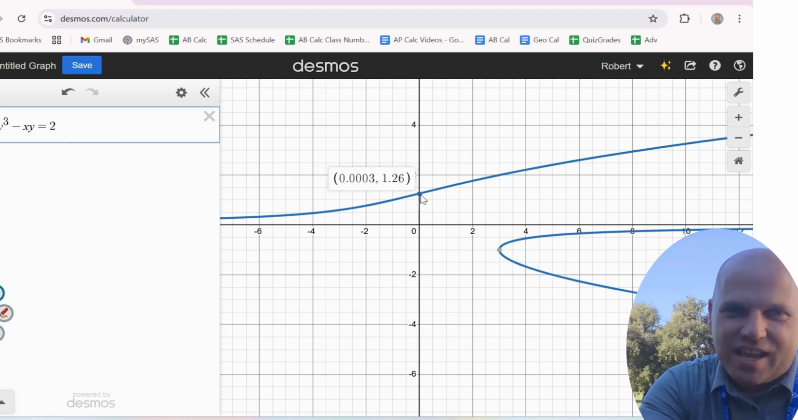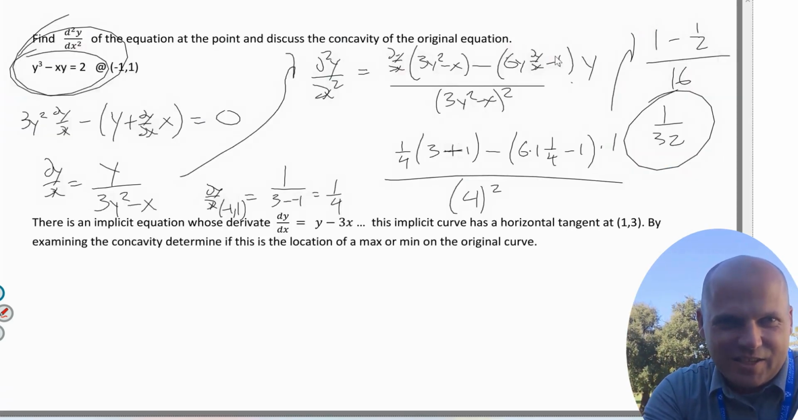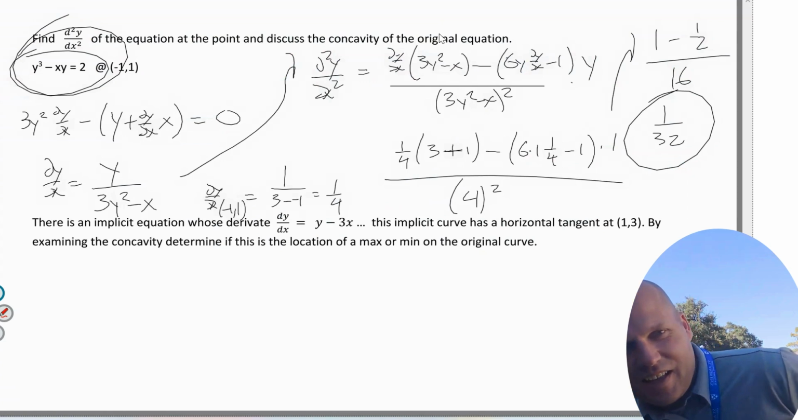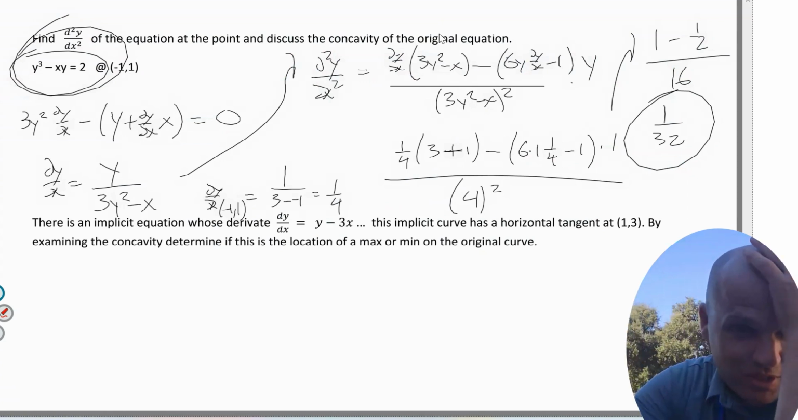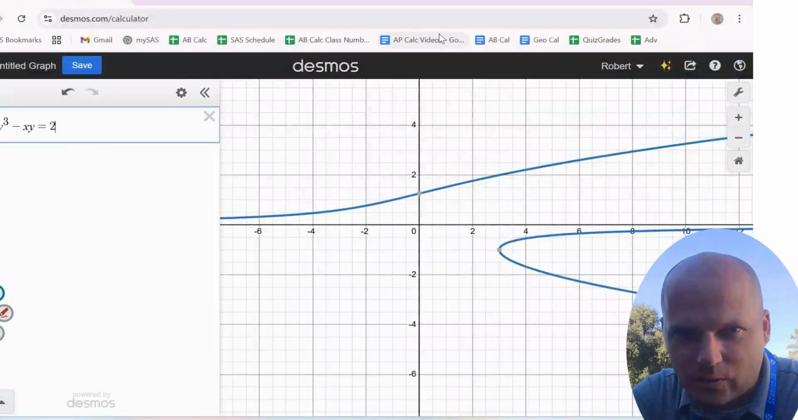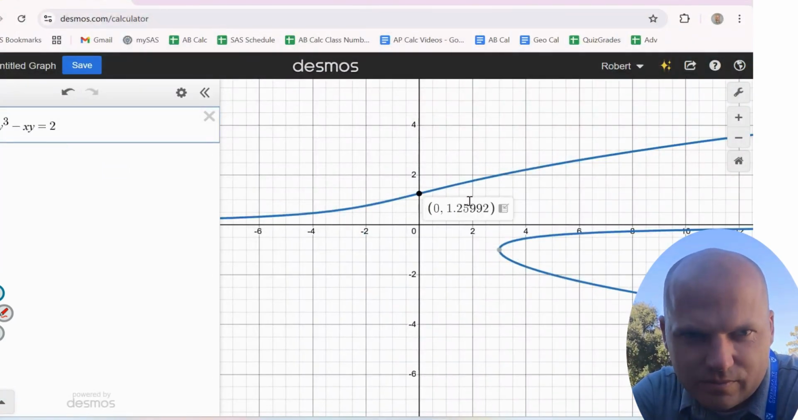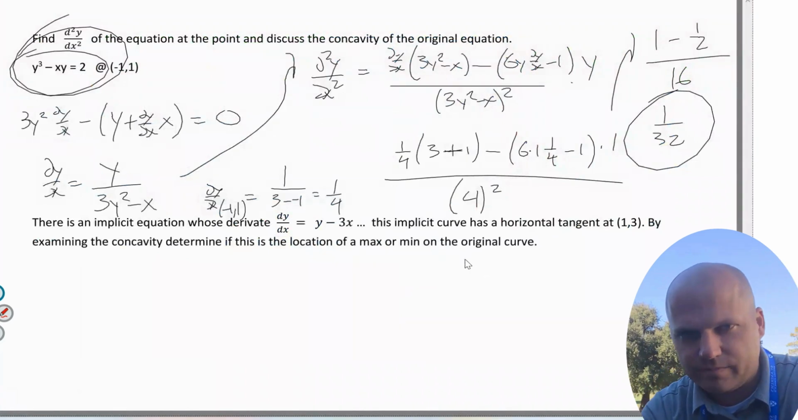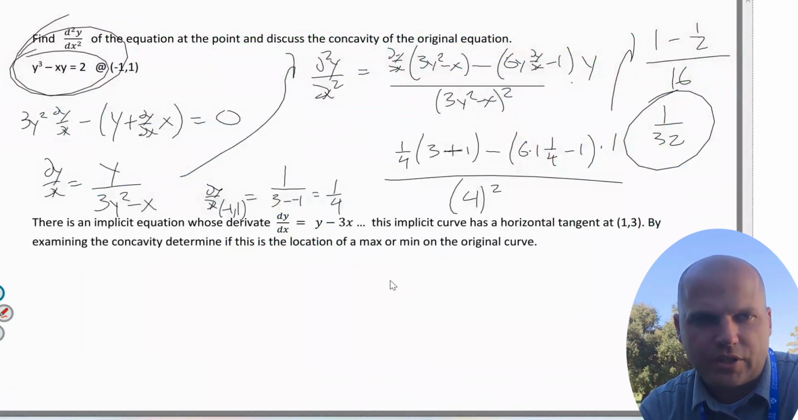It looks like we changed concavity here. When is this equal to 0? Yeah, don't worry about it. If we have x equals 0 and y equals 1, like, I don't know. What, that equals 0? It's not y equals 1. It's y equals 1.25. Whatever.